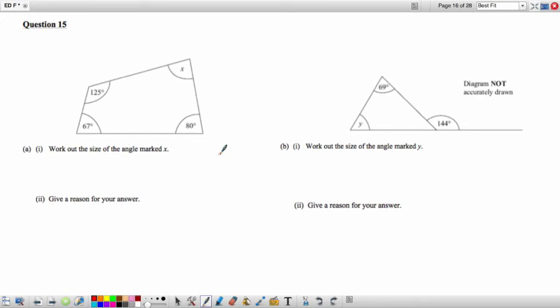Question 15. Work out the size of the angle marked x. Here we have a four-sided shape. This is a quadrilateral. The angles in a quadrilateral add up to 360.